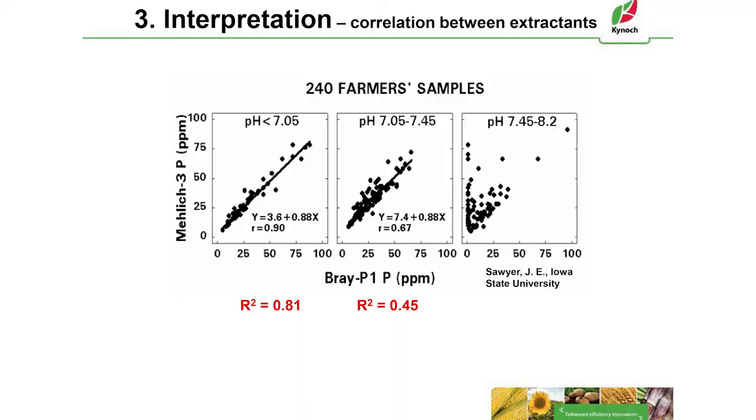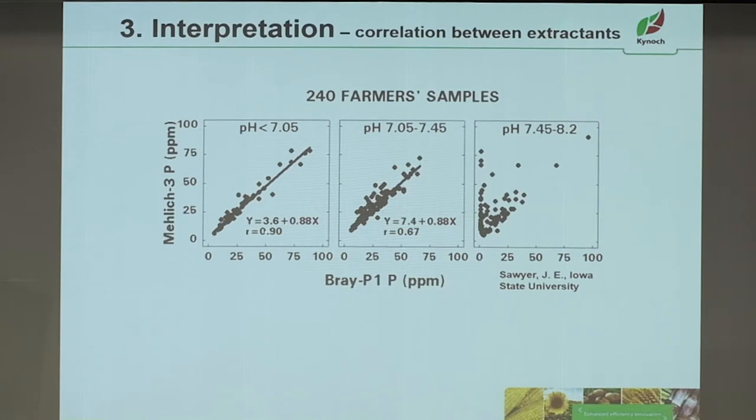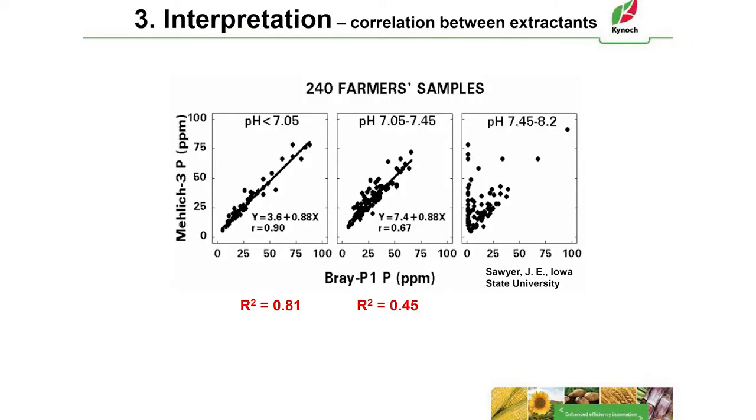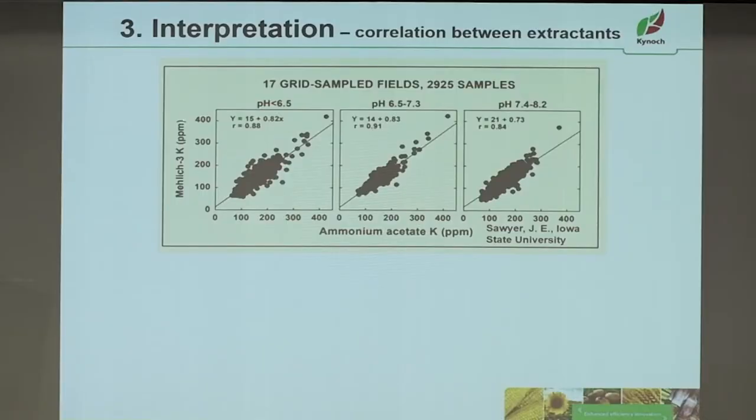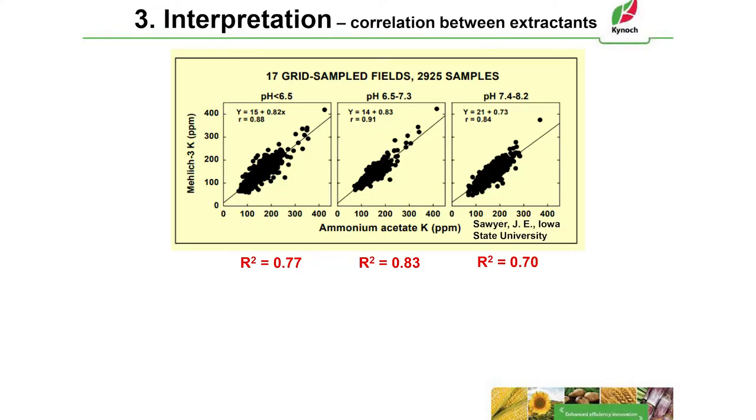If you look there, you will see a pH of less than 7, correlation R value of 0.9, between 7.5 and 7.45, 0.67, they don't even try there to get a number. If you look at R squared values, R squared of 0.81 and R squared of 0.45, if you convert that, those numbers there. The second slide is the ammonium acetate potassium on this axis, Mehlich 3 on that axis. The previous one was Bray 1 and Mehlich. There it's 0.88 R. Let's look at the R squared values, 0.77, 0.83 and 0.70. So you can see there the difference in the role that pH plays in converting these numbers.